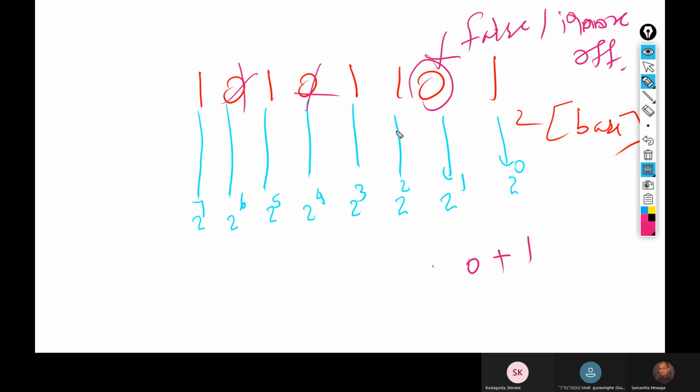Here 2 to the power 2 is 4, and the digit is 1, which means true. 1 is the opposite of false, so we do the calculation. True means on. We are not ignoring it. If you get 1 in any binary value, you do some calculation. Remember that, very easy. So 2 to the power 2 is 4, 4 into 1 is 4, and we add that value.